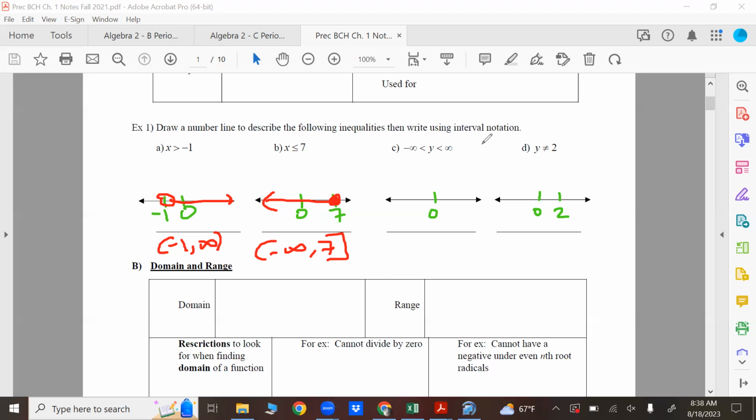Now, next up, what do you think's happening here? If you were to express this in words, what's my range here? Everything, all real numbers, totally. So everything gets shaded. And you just do that, otherwise known as all real numbers.